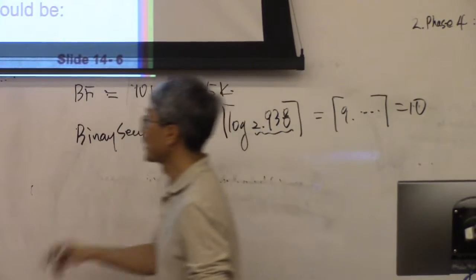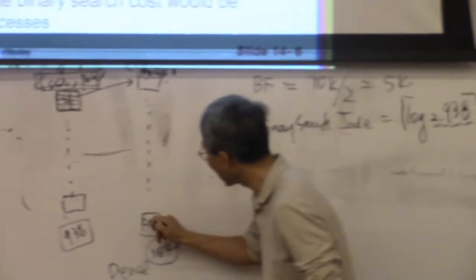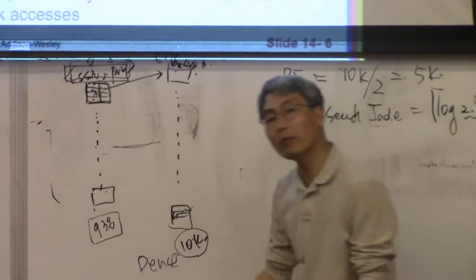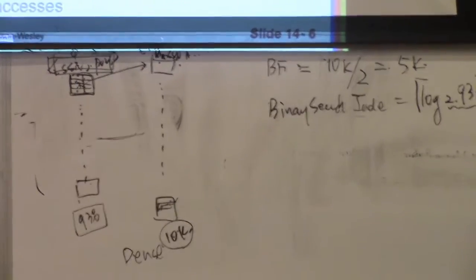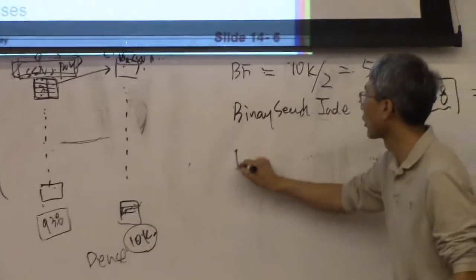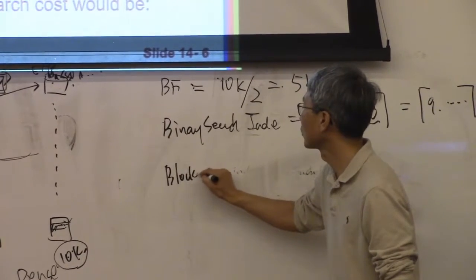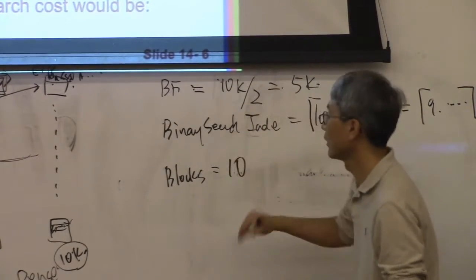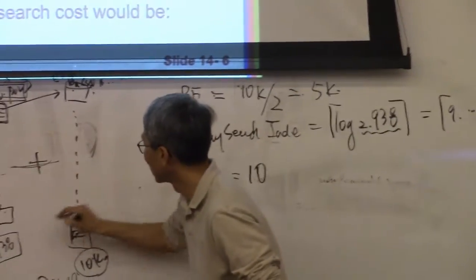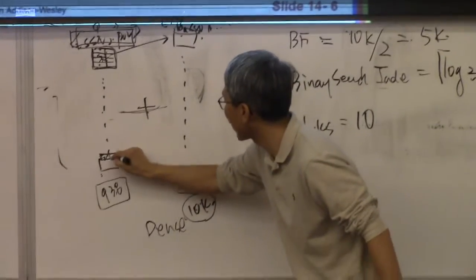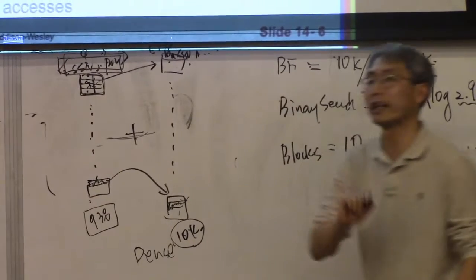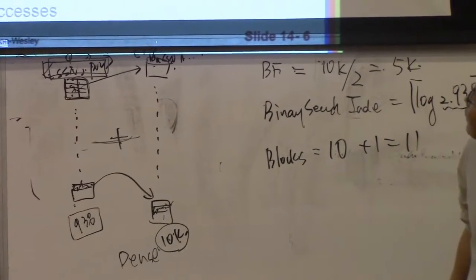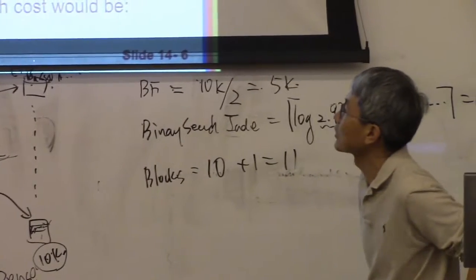Which means when you search for one data record, how many blocks do you need in total? If you search the index key item here, plus the data block, total 11. Okay, so this is 11.